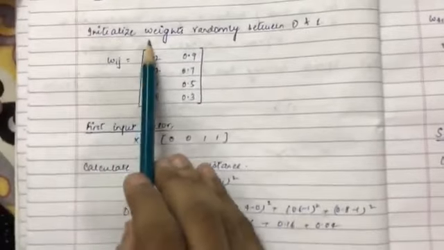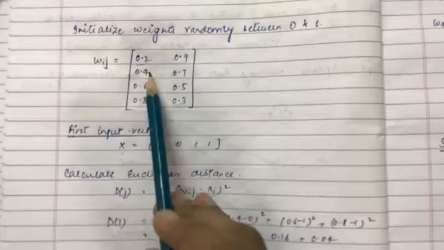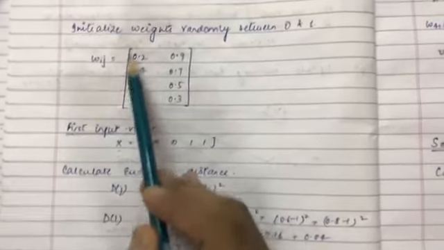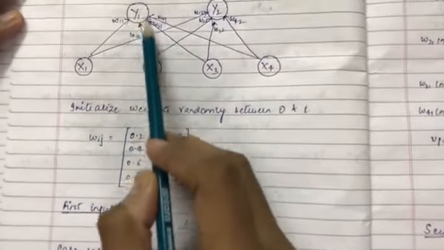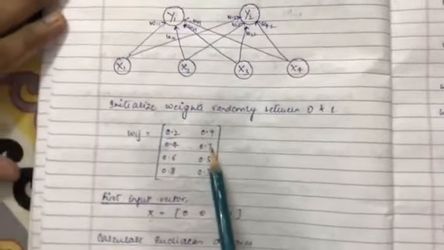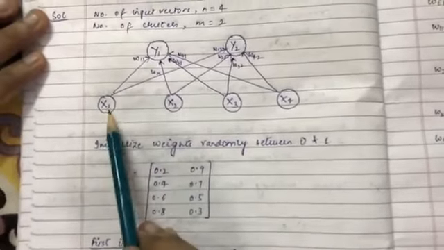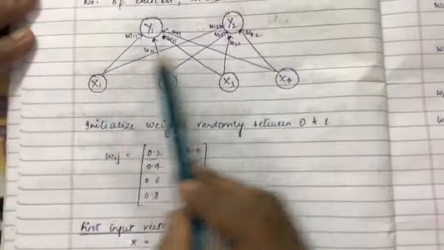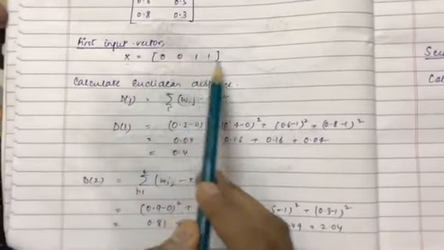Now the first step is to initialize the weights randomly between 0 and 1. So this is 0.2, 0.4, 0.6, 0.8. These all represent the weights with which x1, x2, x3, x4 are connected with the cluster y1. And 0.9, 0.7, 0.5, 0.3 represent the weights with which x1, x2, x3, x4 are connected with the cluster unit y2. Now let us see for the first input vector, that is x equal to 0, 0, 1, 1.